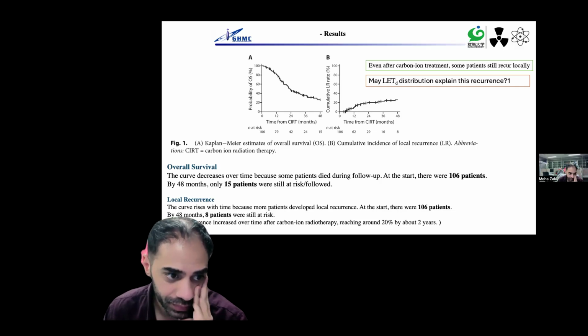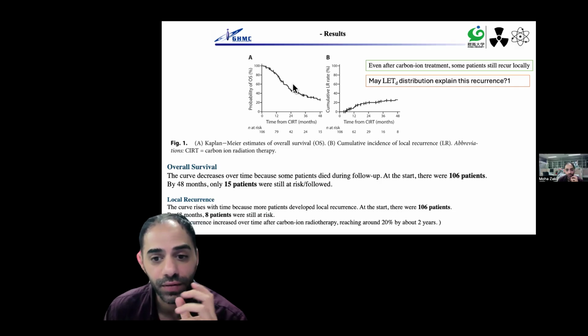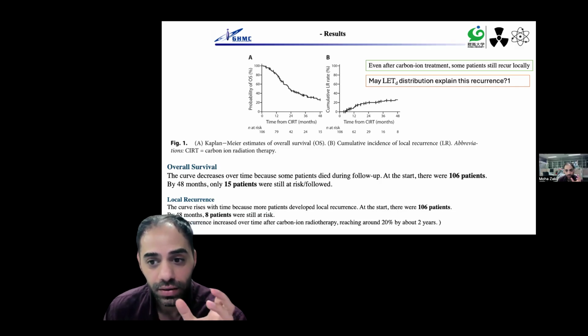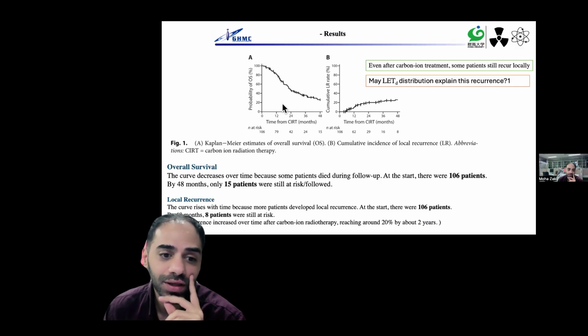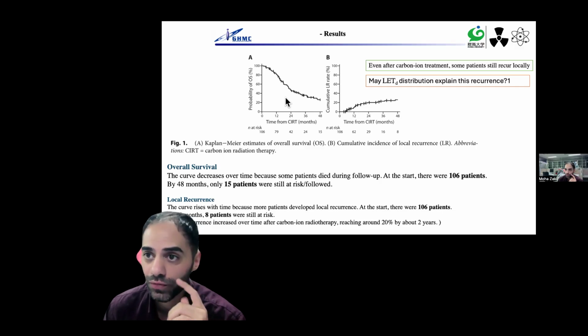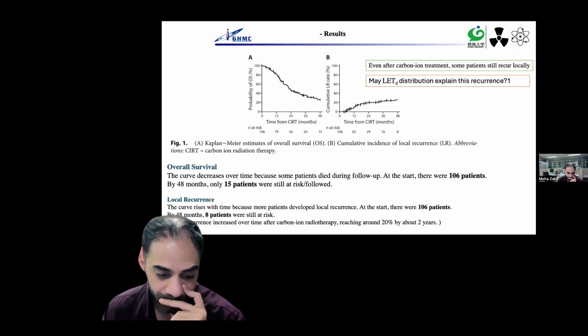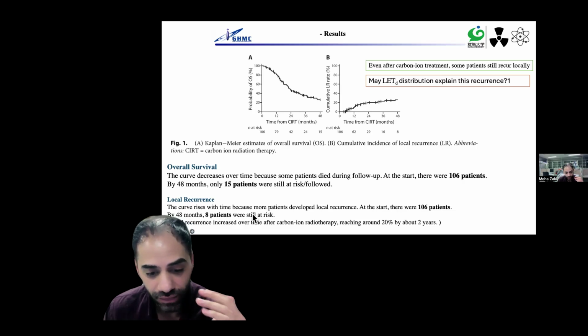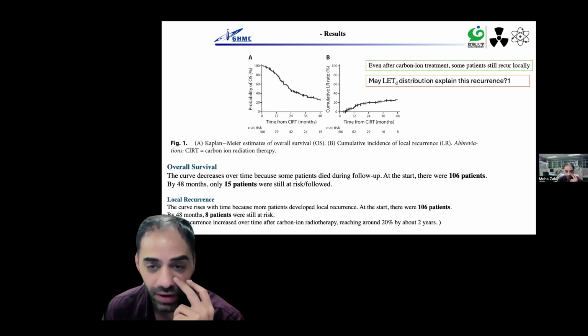So the curve here decreases over time because some patients died during the follow-up. At the start, there were 106 patients. By 48 months, only 15 patients were still at risk or followed. So overall, survival gradually decreases after carbon ion radiotherapy, showing the serious prognosis of pancreatic cancer even after treatment.